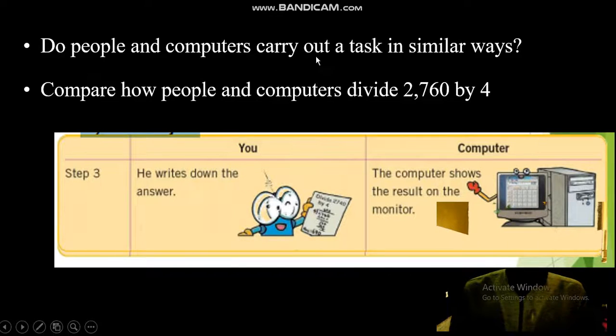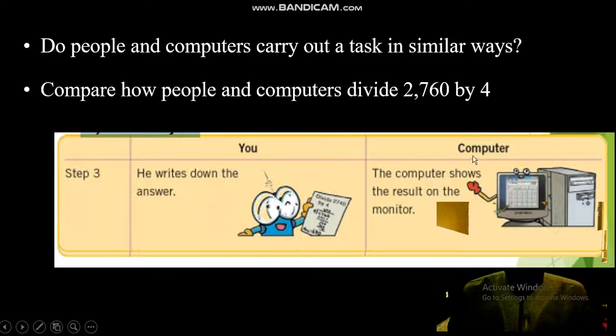People and computers carry out tasks in a similar way, right? So we carry out our tasks almost similarly. So this is a comparison, comparing how a computer divides the number 2760 by 4. For example, this is how a human being does the calculation. We follow step by step. We put the number, follow step by step, add and then divide the number and get our total answer till we reach the answer, right?